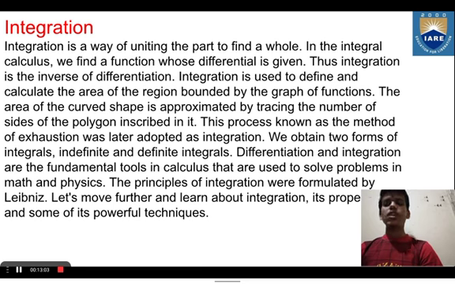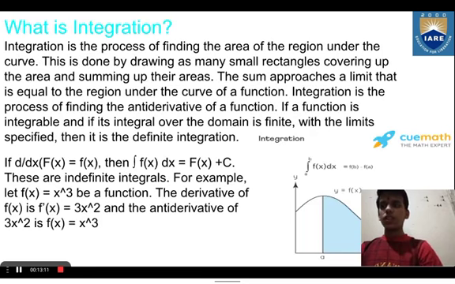Let's move further and learn about integration and its properties, and some of its powerful techniques. So let's begin. First of all, what is integration? Integration is a process of finding the area of the region under the curve. This is done by drawing as many small rectangles covering up the area and summing up their areas. That means you have to divide the curve which is occupying the area in the plane into infinitely small rectangles to find the area of that. The sum approaches a limit that is equal to the region under the curve of a function.